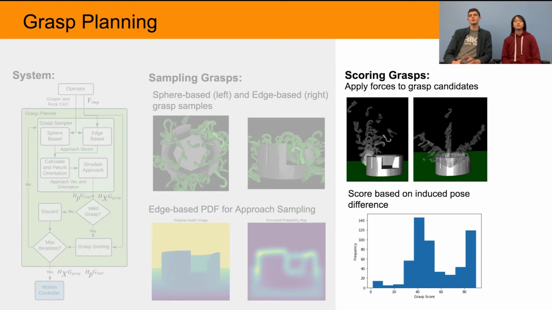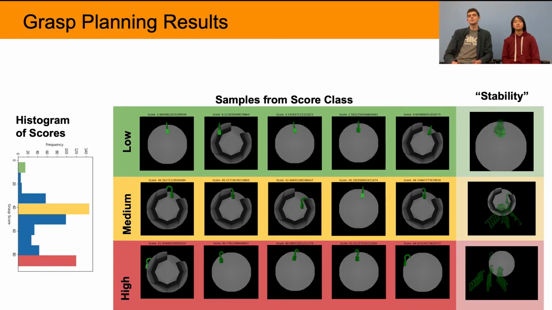To do this, we apply forces in directions we care about to the candidate grasps and observe how this displaces them. We then assign a weighted score based on these displacements. Here are examples of grasps generated with this approach. For these grasps, we care about being able to exert a force downward with respect to the slide.